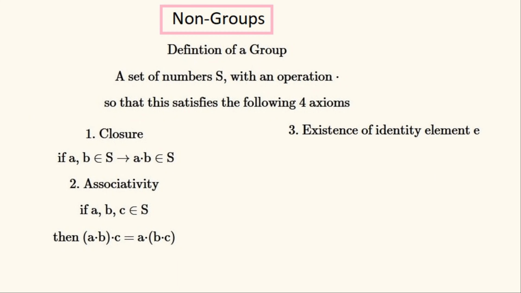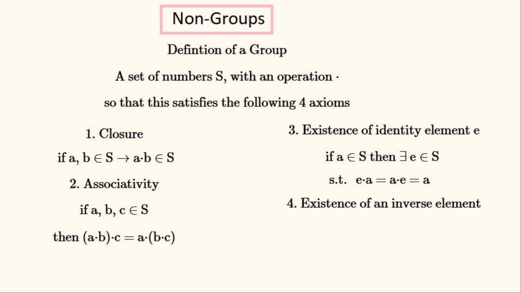The third axiom is the existence of an identity element, which is usually called E in group theory. For any number in S, in this case given by A, there is an identity element E, such that this statement is true. The identity element dotted with A is A. It is true no matter which side of A it is operated on. Many viewers would recognize E as being 0 for addition and 1 for multiplication.